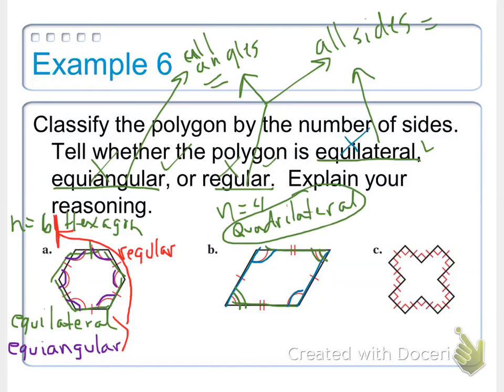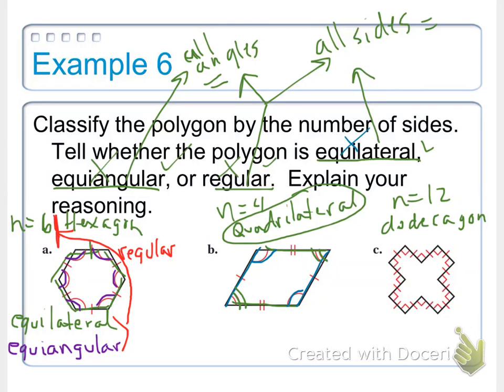Some of you might know it as a special one. We'll talk about quadrilaterals later. So it's a special kind of quadrilateral, but it's not based on any one of those names. Okay, the last question. It looks like this has 12 sides. So it's a dodecagon.